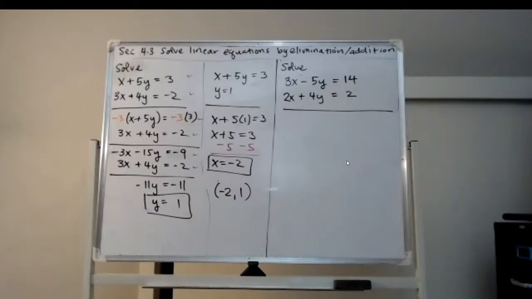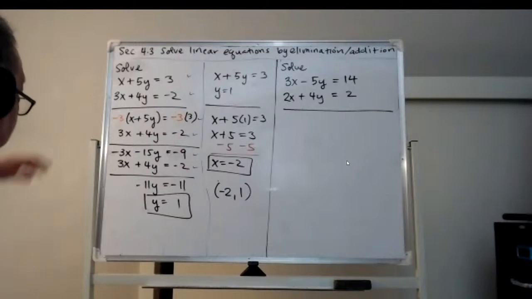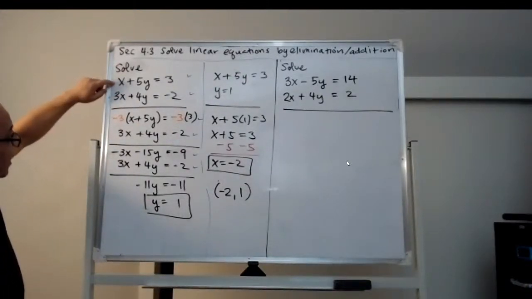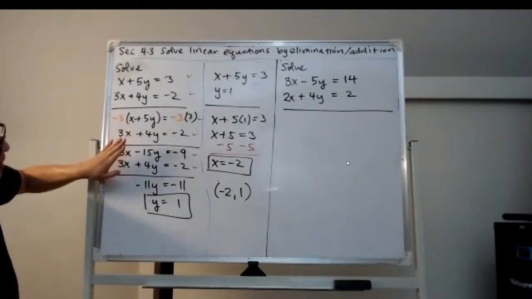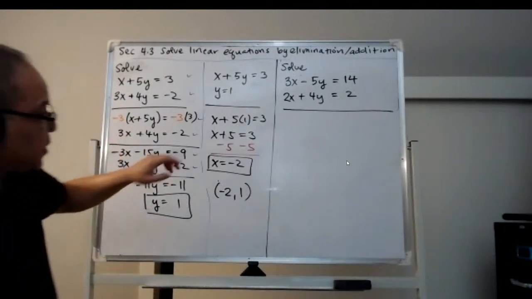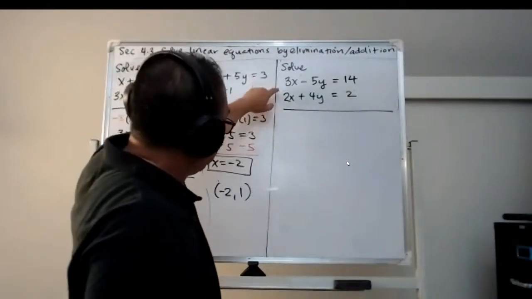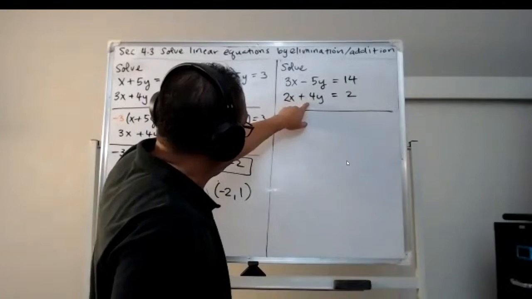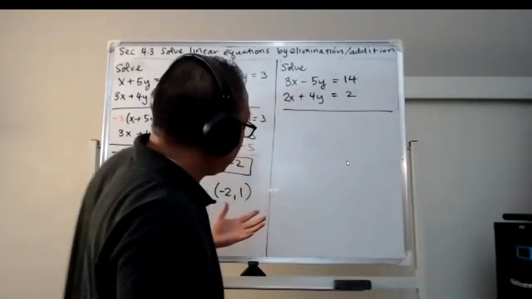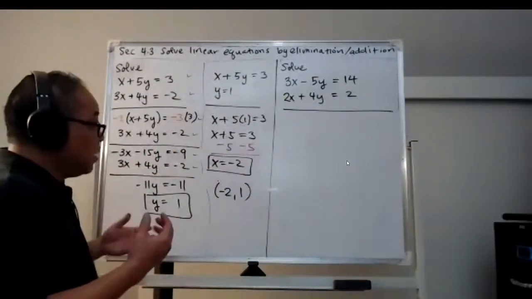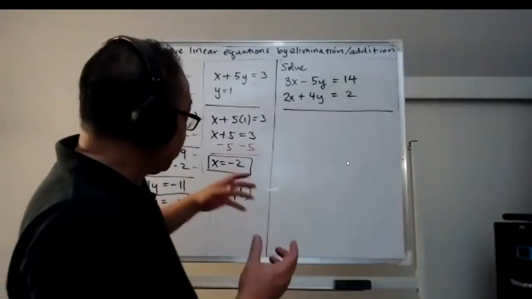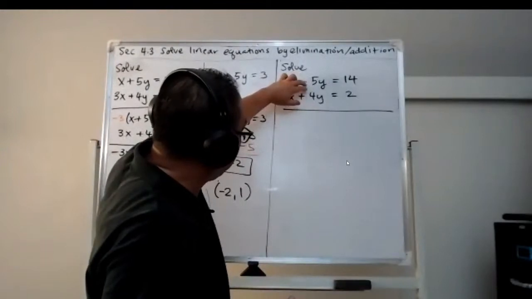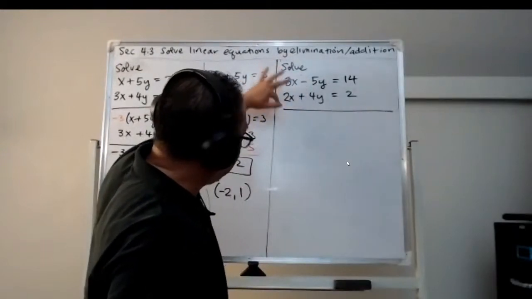Okay. Now, let's look at this one over here. Over here, I could multiply this by -3, and then we have a situation where they cancel. Now, the problem with this one is that I can't multiply anything by 2 and get 3, and I can't multiply anything by 4 and get 5. Well, you could, but you'd be multiplying by a fraction.